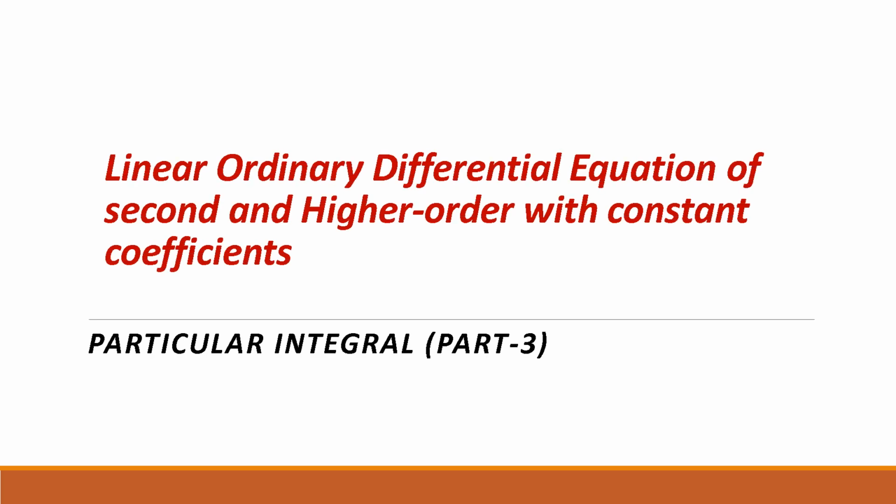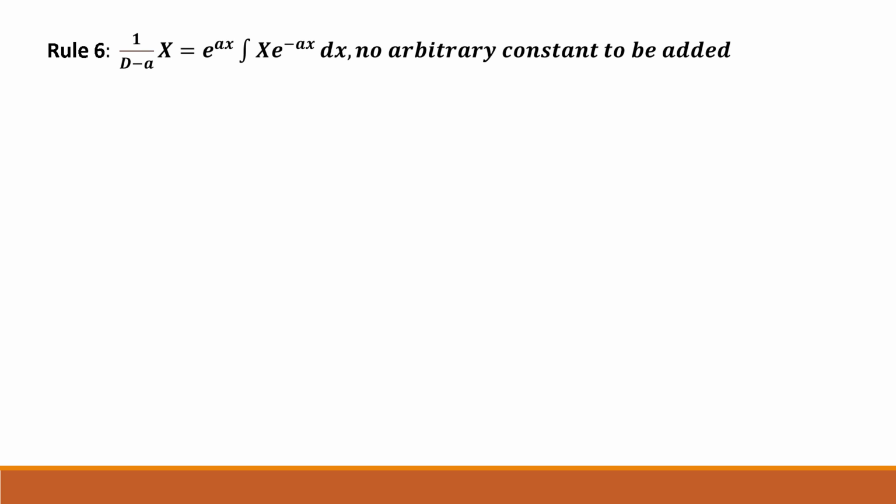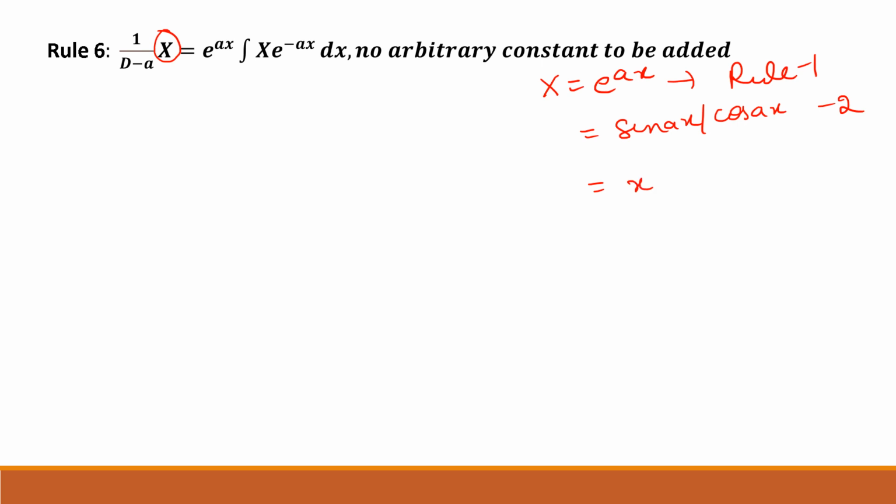In this video, we will discuss rule number 6 for particular integral. We have already done 5 rules to calculate the particular integral. These rules were applicable if your capital X is of the type e power ax, where we use rule number 1. Similarly, if your X is of the type sin ax or cos ax, we use rule number 2. If your capital X is of the type small x power m, where m is some positive integer and x is the independent variable, we used to apply rule number 3.